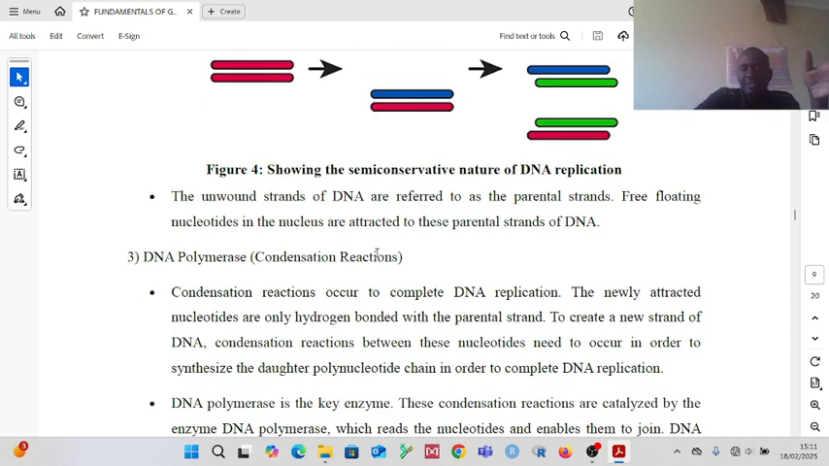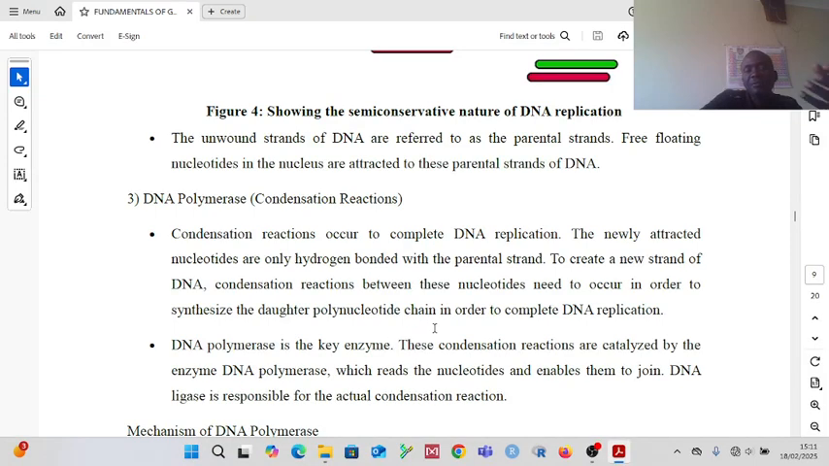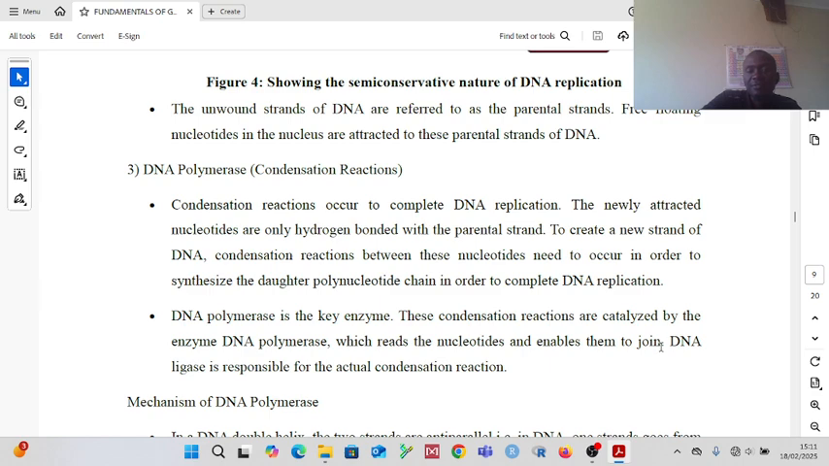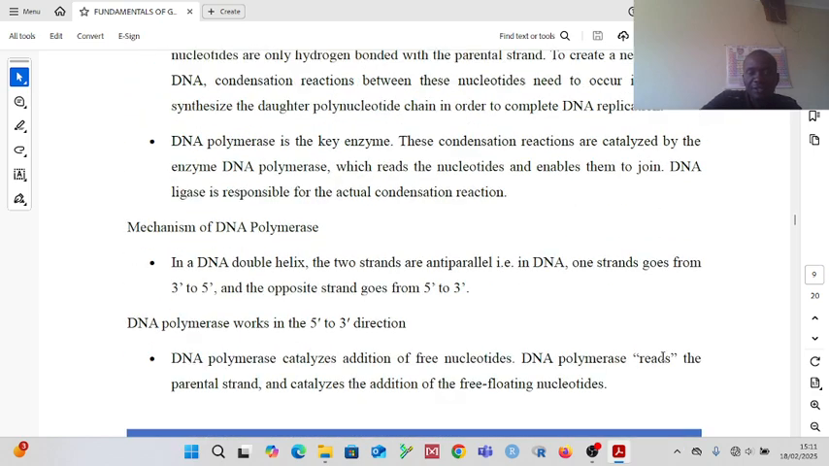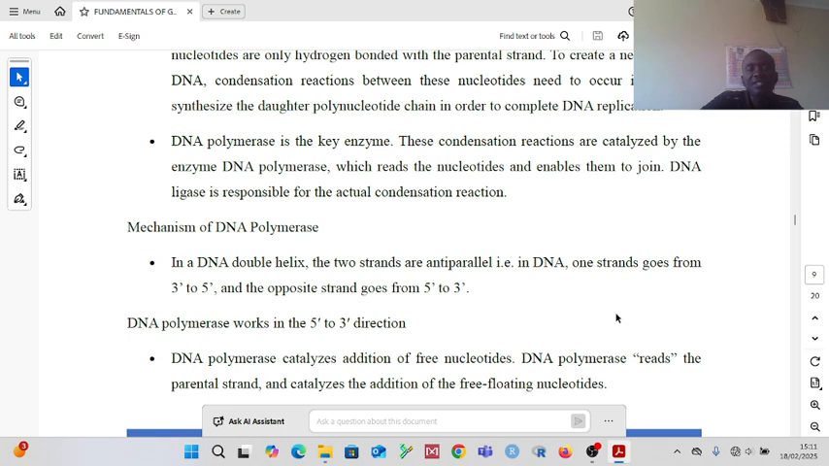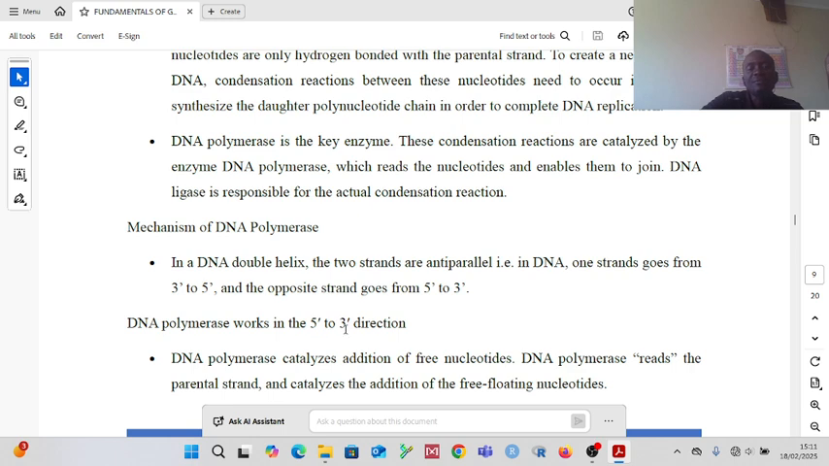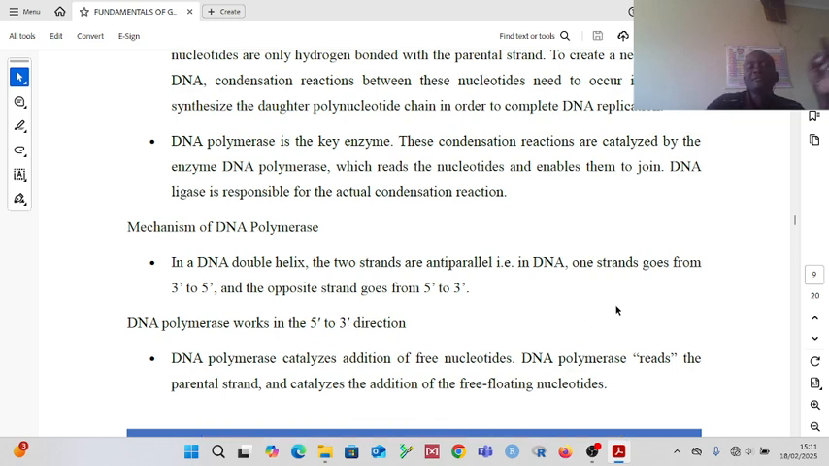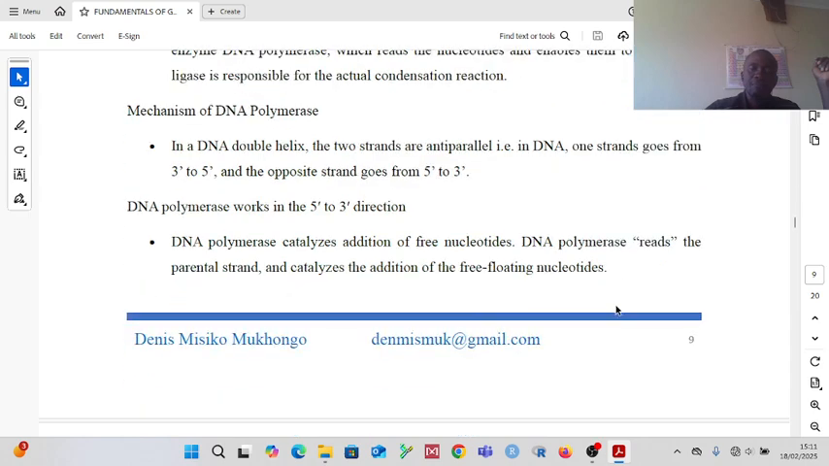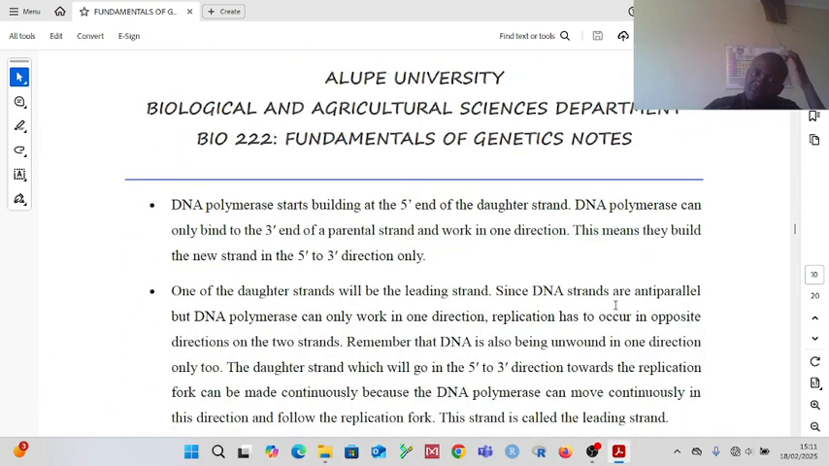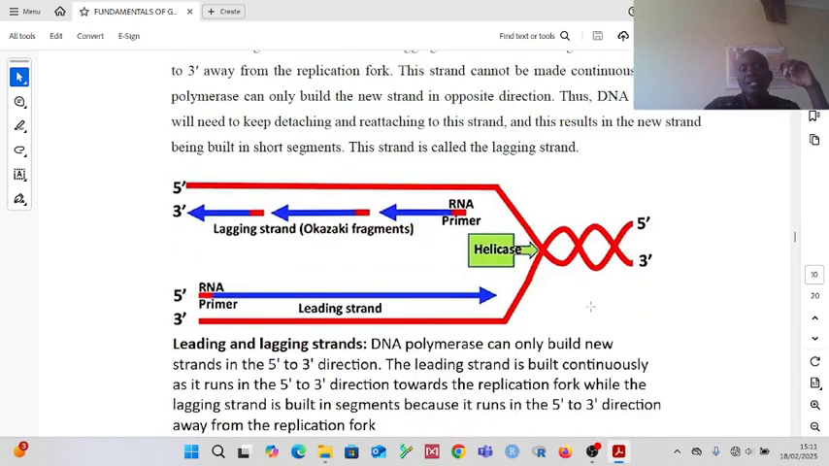So I've explained the entire process. I told you how the DNA polymerase is a key enzyme in helping with the what? The elongation process. So the mechanism of DNA polymerase is how it leads to the elongation. And it works in a 5' to 3' direction. So it will be reading 5' to 3', then elongation is added. Elongation will be happening in that direction.